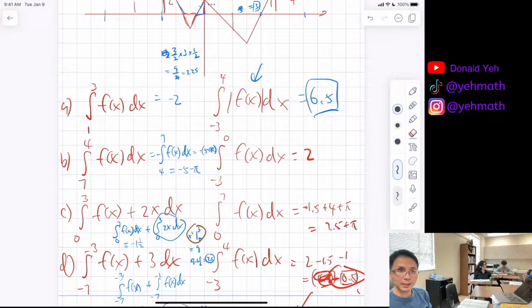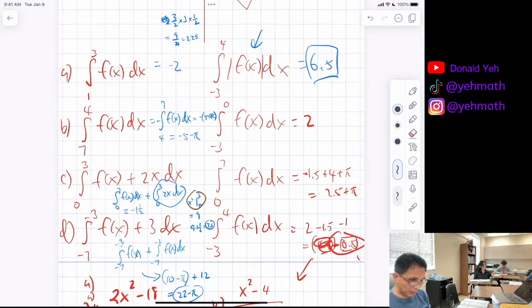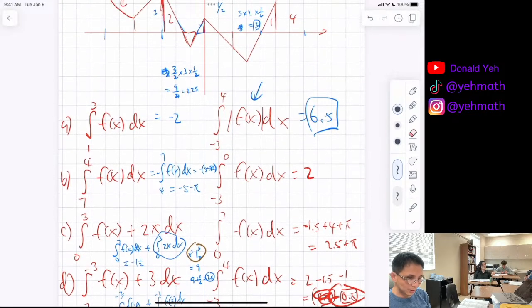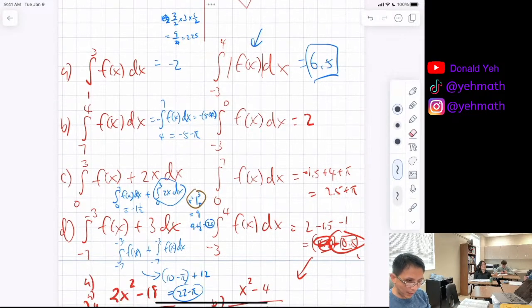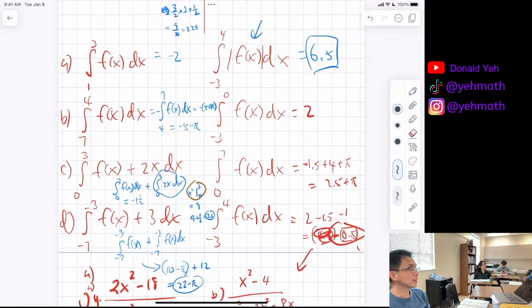So the first one is -2. The second one is -5 minus pi. The third one is, hold on a second. The third one is 7.5. And the fourth one is going to be 22 minus pi. Then 6.5, 2, and 2.5 plus pi, and negative 0.5. Let me know which one you have a question on. I'll answer all the questions.